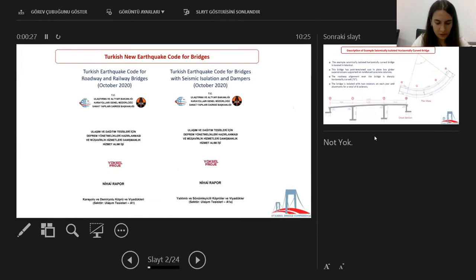And now I will present an analysis procedure of an example seismically isolated horizontal curved bridge. The Turkish earthquake code for roadway and railway bridges and the code for bridges with seismic isolation and dampers have been published separately in October 2020. These new codes are the first Turkish earthquake codes for bridges. They will be mandatory beginning next year. In this study, we will follow the code for bridges with seismic isolation.